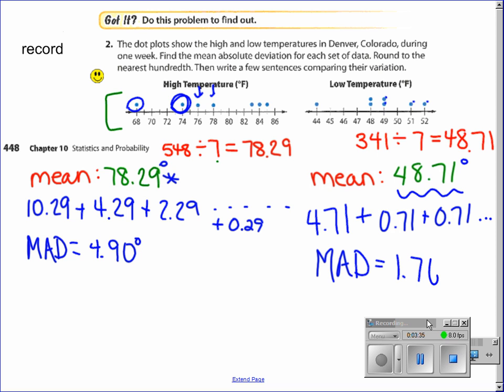equals 1.76 degrees. When you're trying to come up with a statement, you're looking at the two MADs, the mean absolute deviation. This one is of the high temperatures, this one is of the low temperatures. I usually take the one with the lower MAD and describe it, saying what? Does anyone have an example of what they might say? Yeah. The low temperature varies less than 5. Yeah, because the low has a smaller mean absolute deviation, the 1.76 is smaller than the mean absolute deviation of the high temperatures. We would say that the low temperatures vary less, okay?